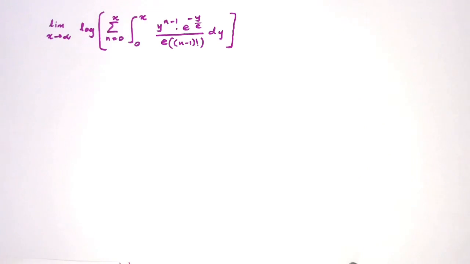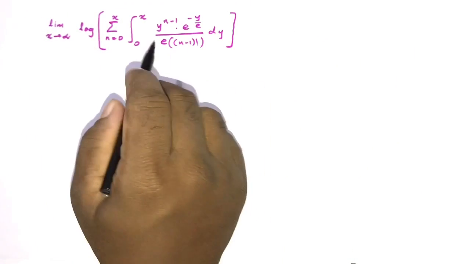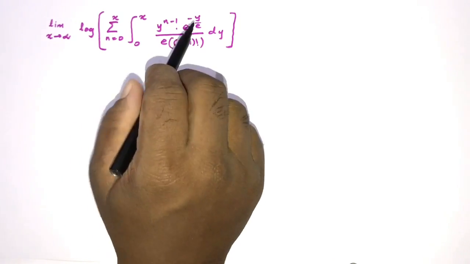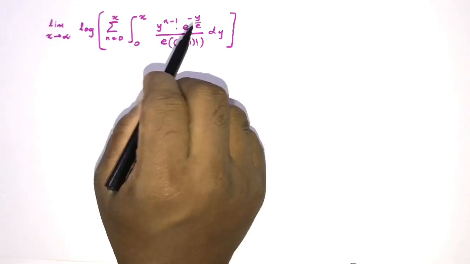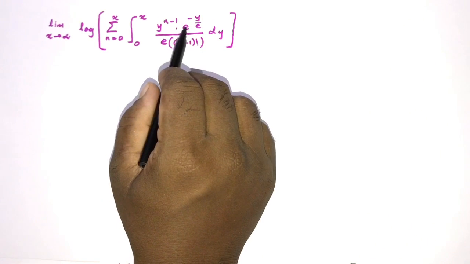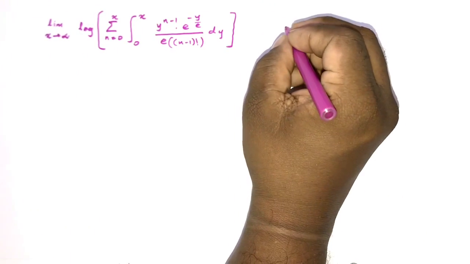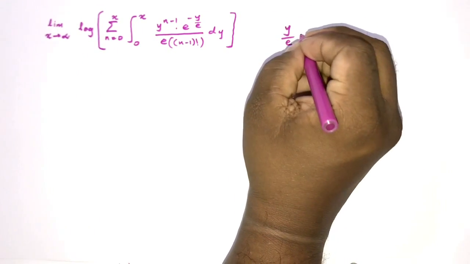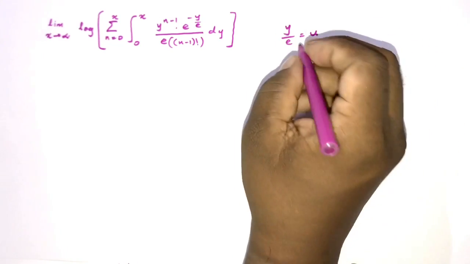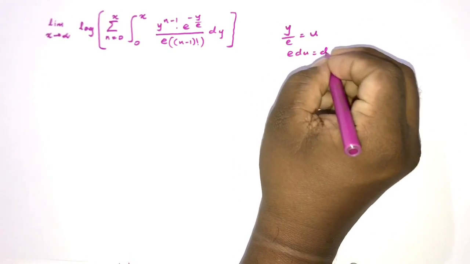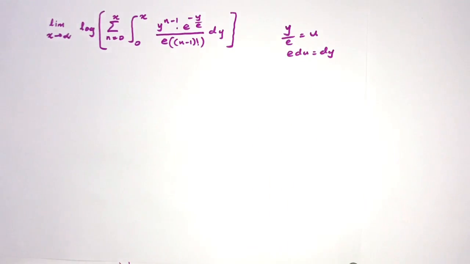Well, inside the question we have an integral, so to evaluate it we can take a substitution. Here we have e to the minus y over e, therefore I am going to take the substitution y over e is equal to u. Now differentiate, so e times du is equal to dy. Now we can plug in here.